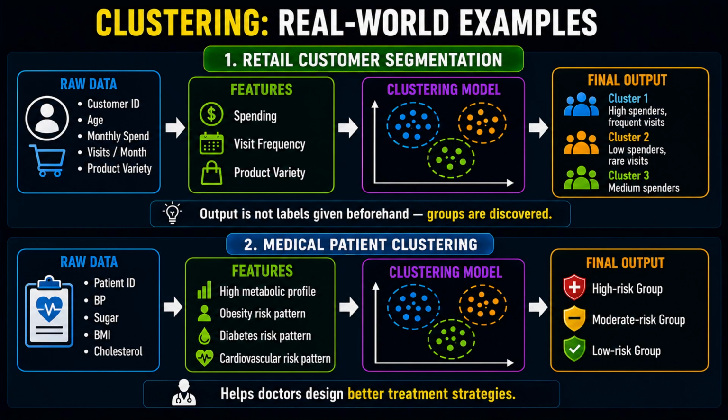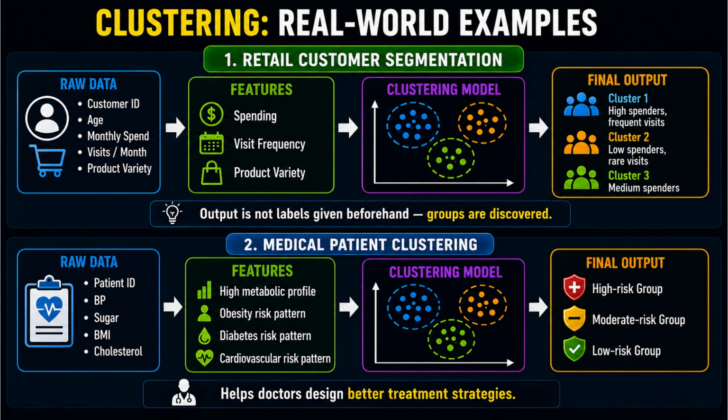Now, a real world example of clustering: retail customer segmentation. You have raw data, which could be customer ID, age, monthly spend, visits per month, and product variety. The features could be spending, visit frequency, and product variety. Both of these are decided by the designer. Then you use a clustering model and you get a finite output. Please remember, you will only get the clusters. You are giving them some meaning. So they could be high spenders, frequent visits, low spenders, rare visits, and medium spenders.